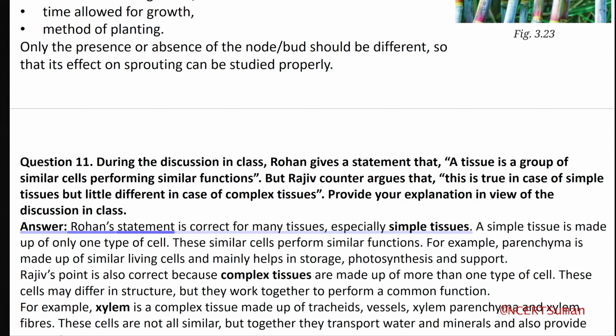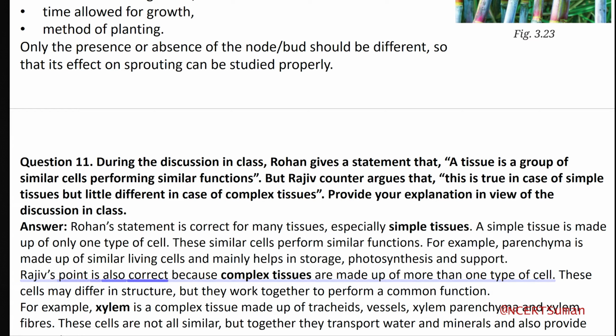Answer: Rohan's statement is correct for many tissues, especially simple tissues. A simple tissue is made up of only one type of cell. These similar cells perform similar functions. For example, parenchyma is made up of similar living cells and mainly helps in storage, photosynthesis, and support.